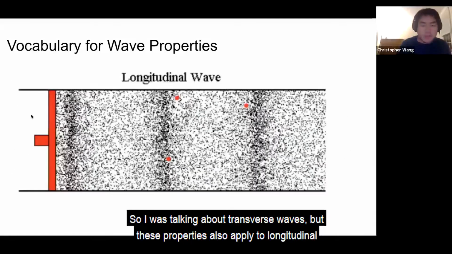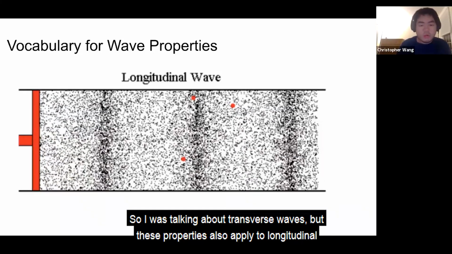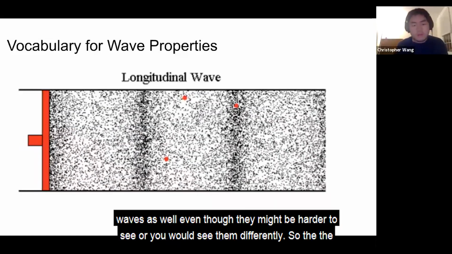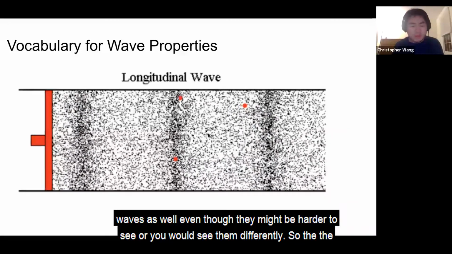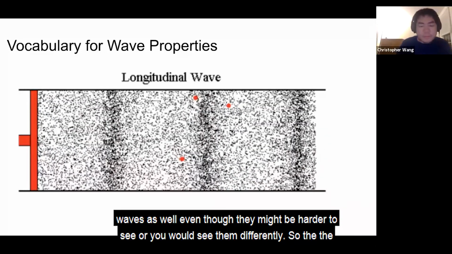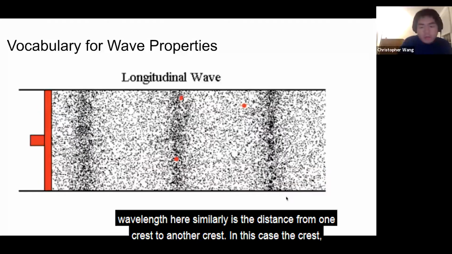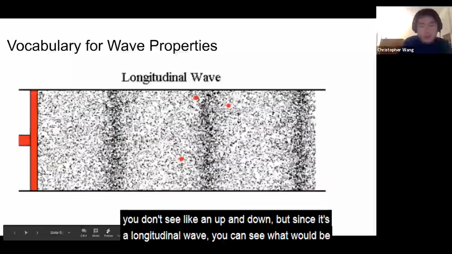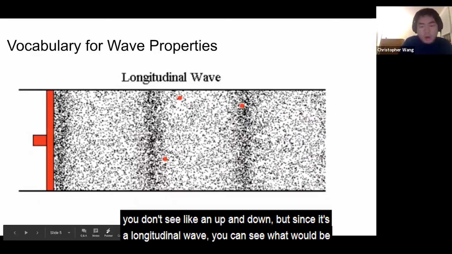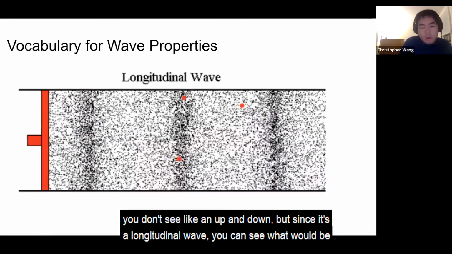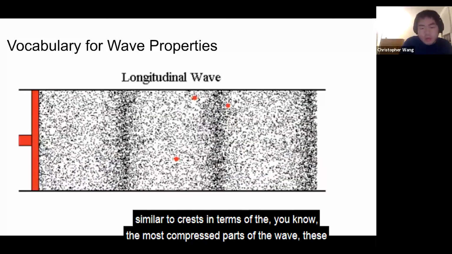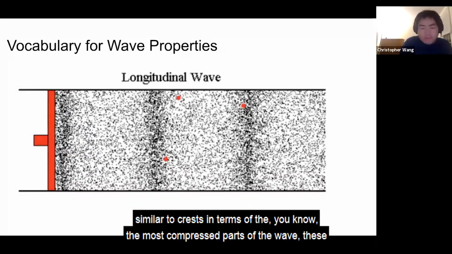So I was talking about transverse waves, but these properties also apply to longitudinal waves as well, even though they might be harder to see, or you would see them differently. So the wavelength here, similarly, is the distance from one crest to another crest. In this case, you don't see an up and down, but since it's a longitudinal wave, you can see what would be similar to crests in terms of the most compressed parts of the wave, these compressions.